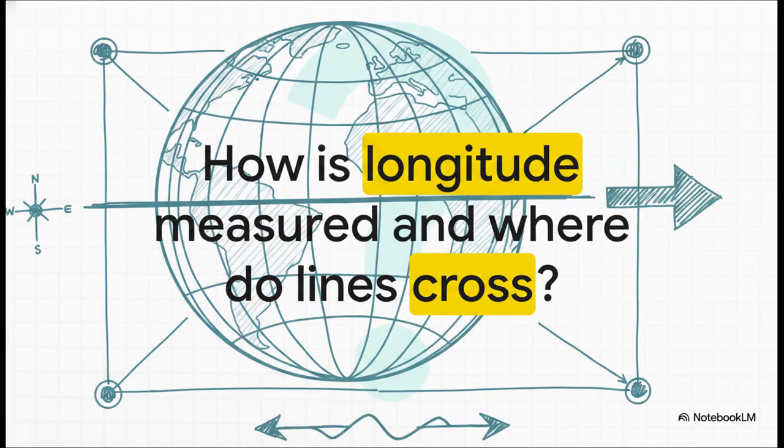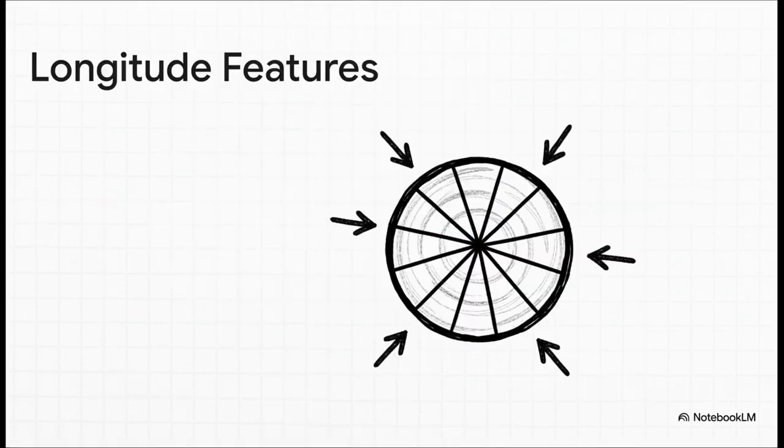Here is our final challenge for the vertical lines. Question 35. From where to where are degrees of longitude measured? And where do these lines cross? Think carefully about how this differs from what we just learned about latitude. So unlike latitude, longitude is measured in degrees east or west from the prime meridian, fanning outwards from 0 all the way to 180 degrees.